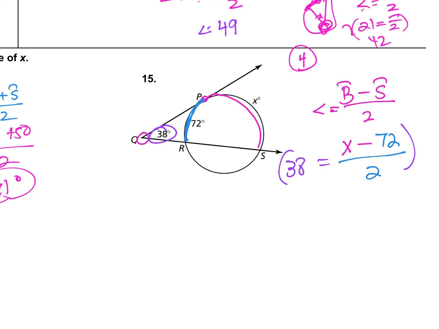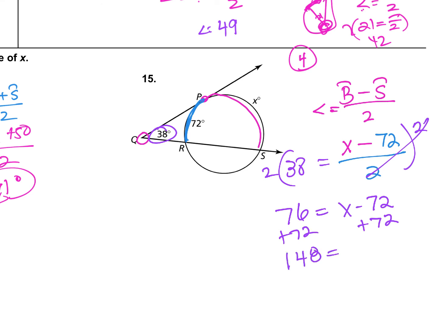So to get rid of our denominator, you're going to multiply both sides by 2. And so that gives you x minus 72 on one side. Then you have 2 times 38, which is 76. Now I'm going to add 72 to both sides, and that gives me 148. So x is going to be equal to 148.